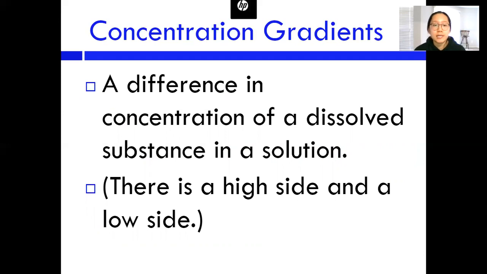So a concentration gradient is a difference in the concentration of a dissolved substance in a solution. So there's a high side and a low side. There's something that's really, really salty, and there's going to be a side that's not that salty. Or you can think about sugar. There's a side that's really, really sugary, and there's a side that's not that sugary. And so that's a gradient, because from one side to the other, you can move from high to low or low to high.